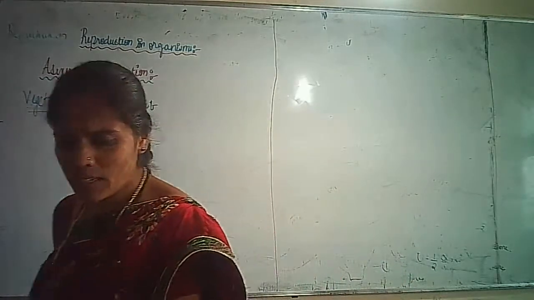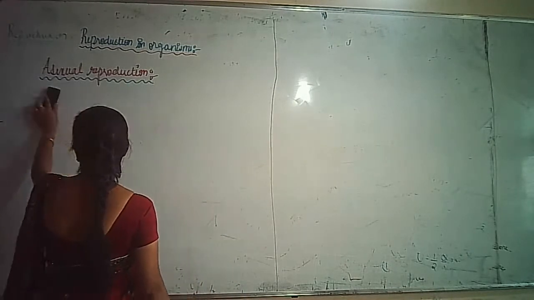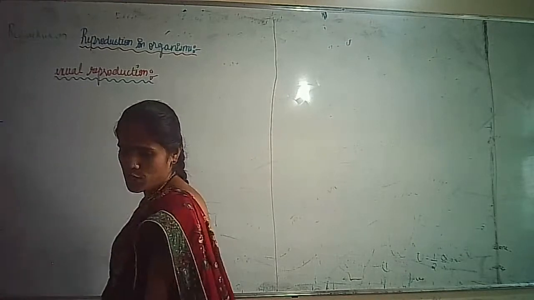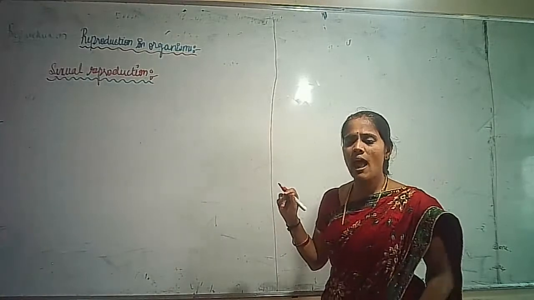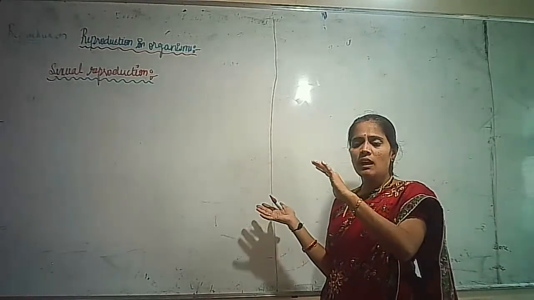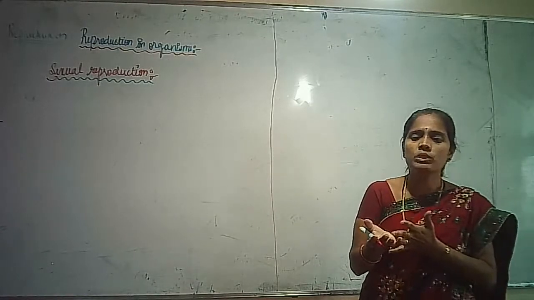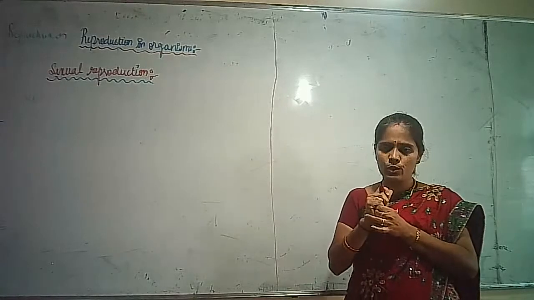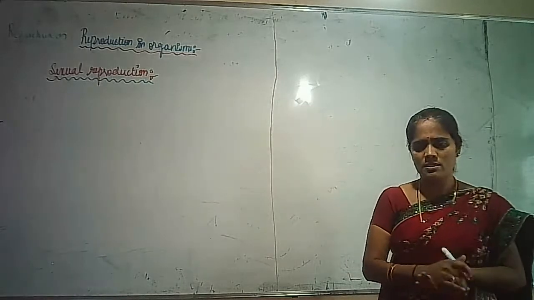Okay, so now let me explain to you about sexual reproduction. What do you mean by sexual reproduction? My dear students, I have already explained in my last class what exactly reproduction is. Reproduction is a biological process in which an organism gives birth to a young one, an individual, or an offspring, which is similar to its parents, isn't it?